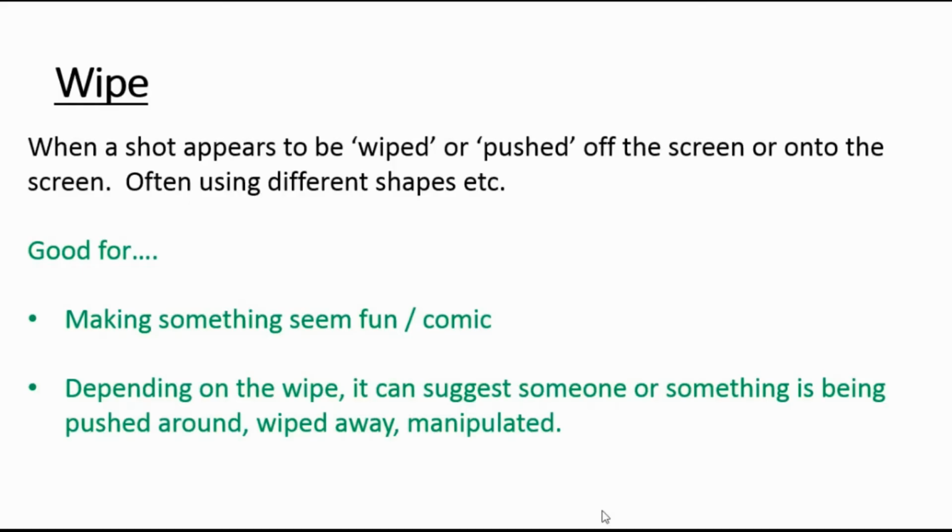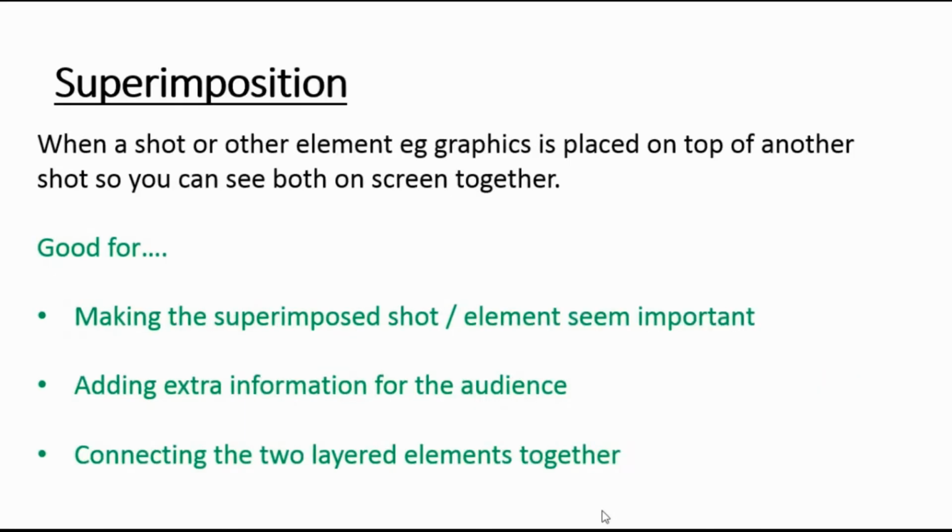But depending on the wipe, because one shot is being pushed off a screen by another one, it can connote that someone or something is being pushed around or wiped away, manipulated, or it might also connote that someone is being manipulative. So it's worth having a think about scenes that you might have seen with a wipe and think about whether or not it might connote some kind of manipulation.